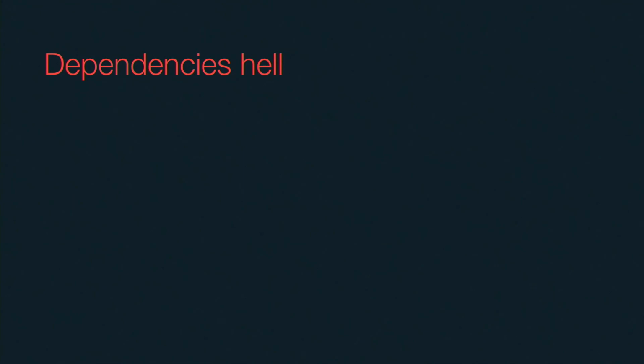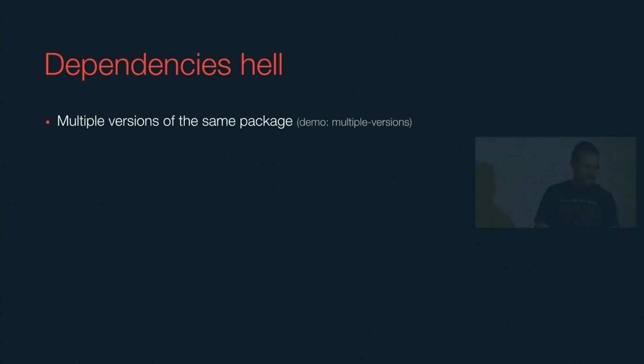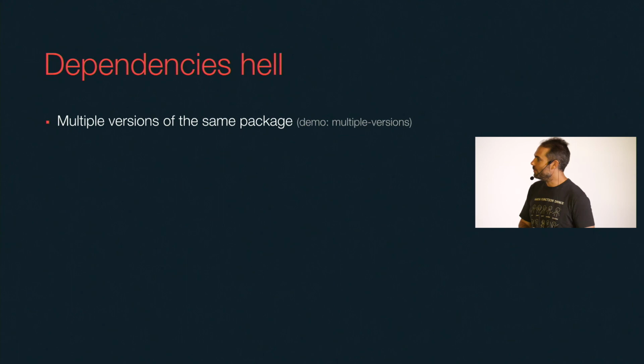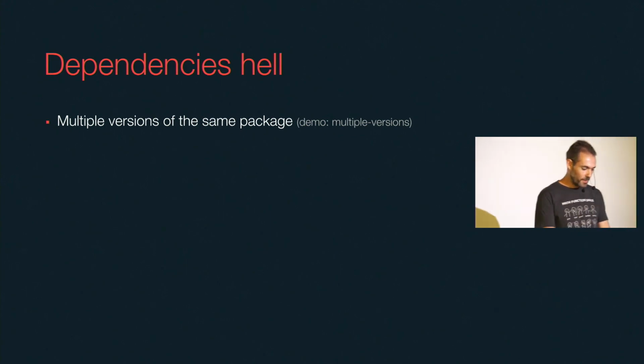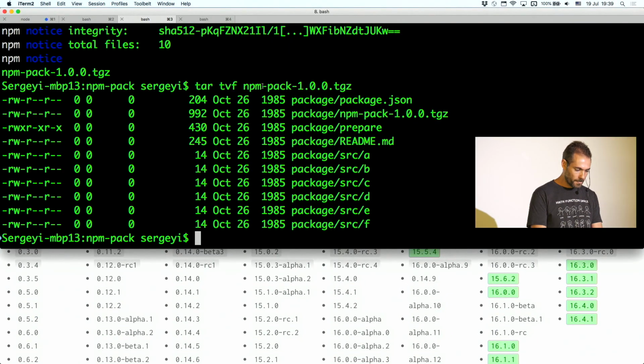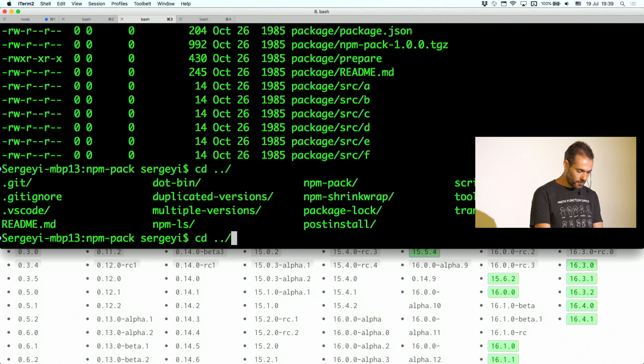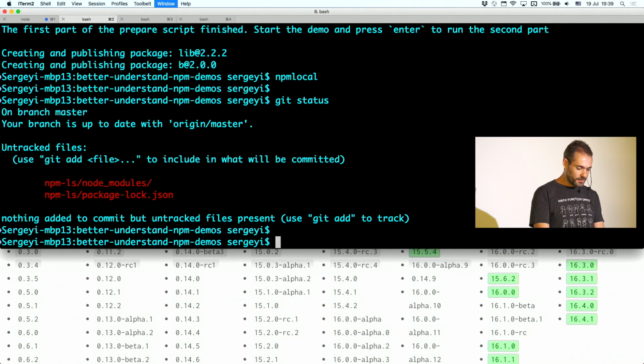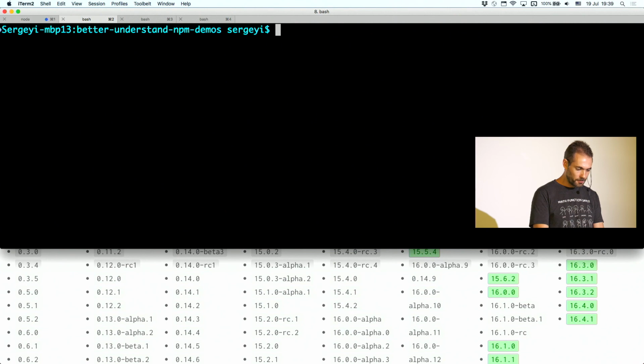Okay, let's continue with the dependencies hell. There are so many dependencies in React Native projects, and not only in React Native. So I'll go with several demos here, and we start with a very simple one. I want to show multiple versions of the same package. So let's go to a new demo, multiple versions. Okay, so I'll run a script that prepares it.